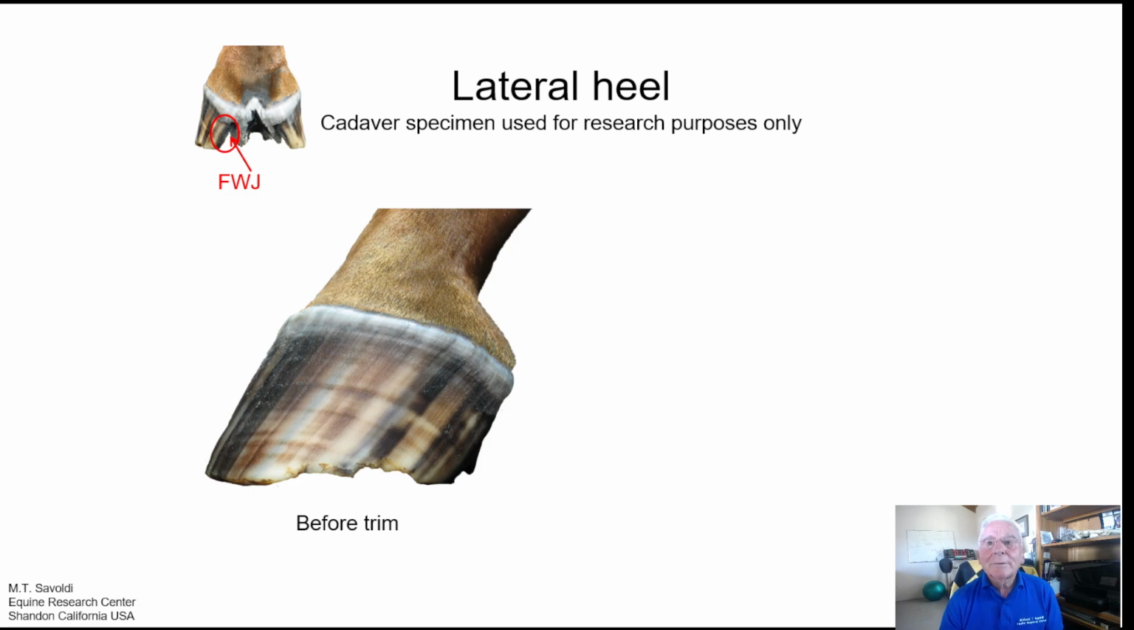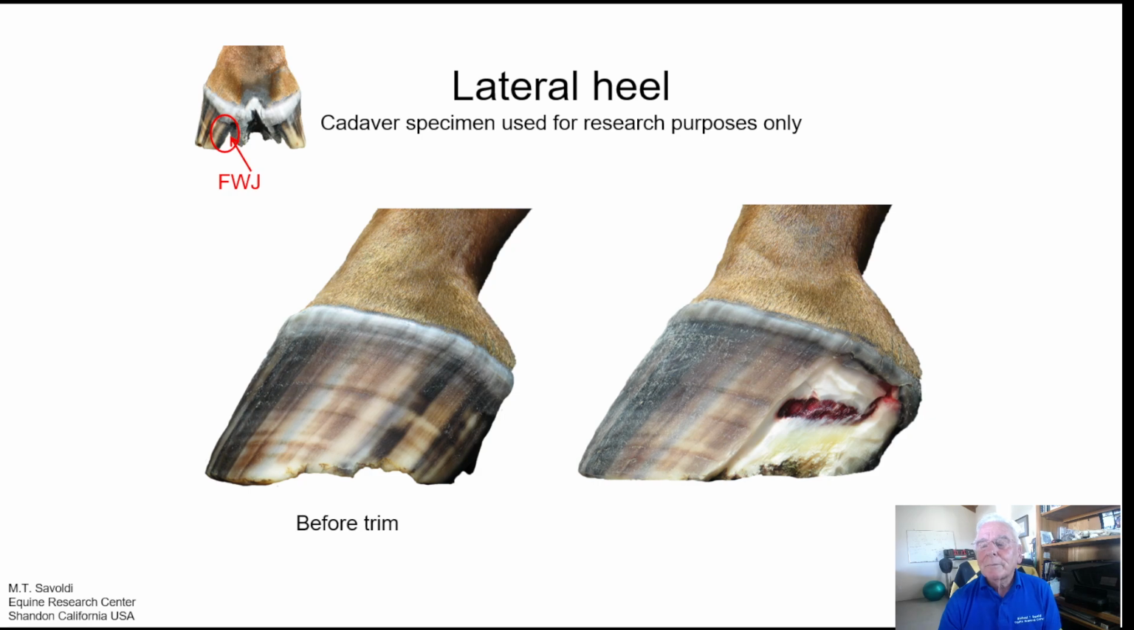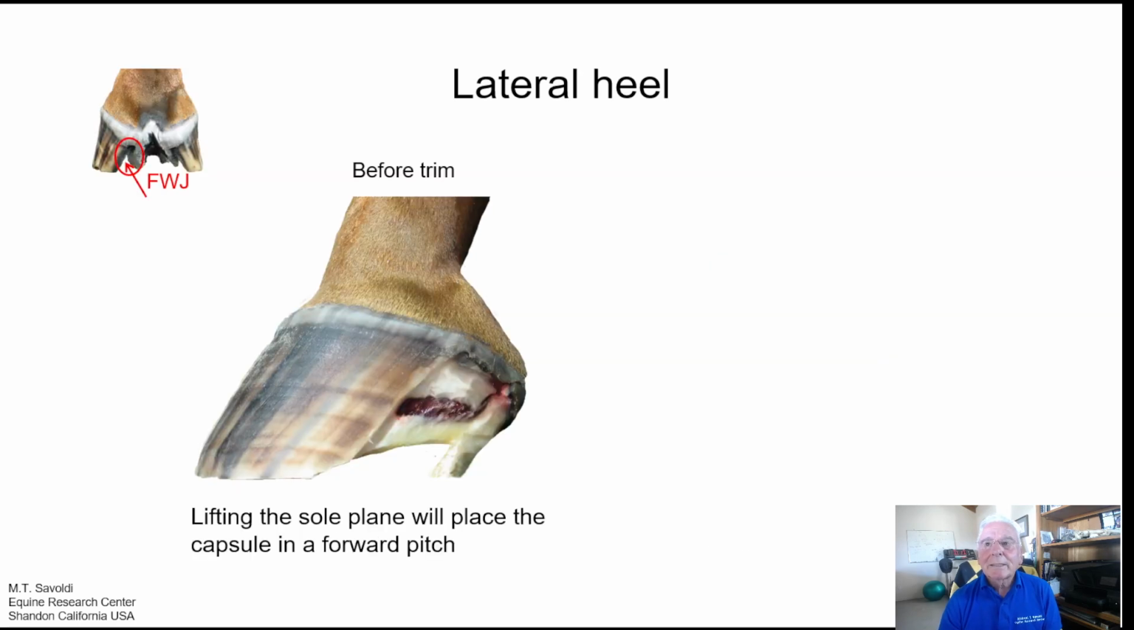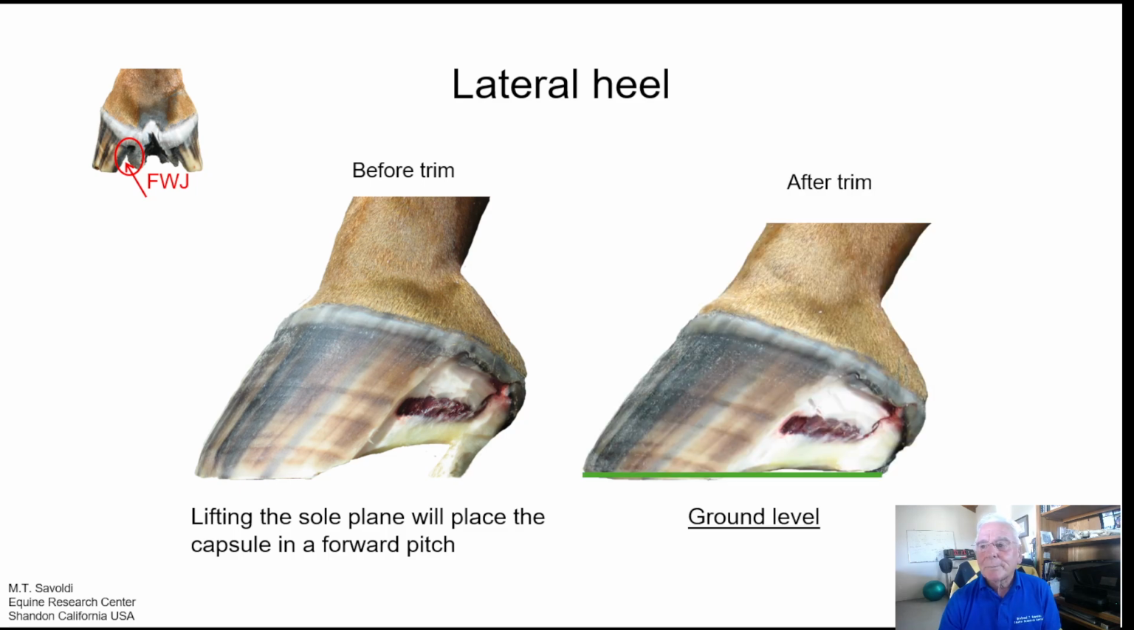Lateral heel, cadaver. This is a cadaver specimen used for research purposes only. So we've taken a foot before trim. We put a window in the foot. There's our dense epidermal sole, our excess sole, and our moisture line. This is the lateral heel. Looking at the lateral heel again, by cleaning out excess sole, we now can see how this horse is standing on his capsule. And by trimming to the ground level, we now have this horse on ground level.